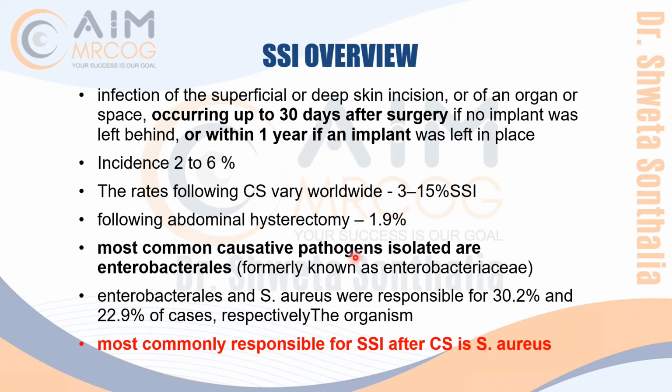Now, most common causative organism, that is also their favorite question, always they ask about organism. So most common is enterobacterials, means E. coli. Usually in our, like UTI, we say E. coli is common. The same way they say that for wound infection also, E. coli is more common. Most common causative pathogen is enterobacterials, also previously known as Enterobacteriaceae, the same E. coli. Now, enterobacterial and S. aureus, if you see, enterobacterial is 30% and S. aureus is 22%. 22.9 means almost 23%.